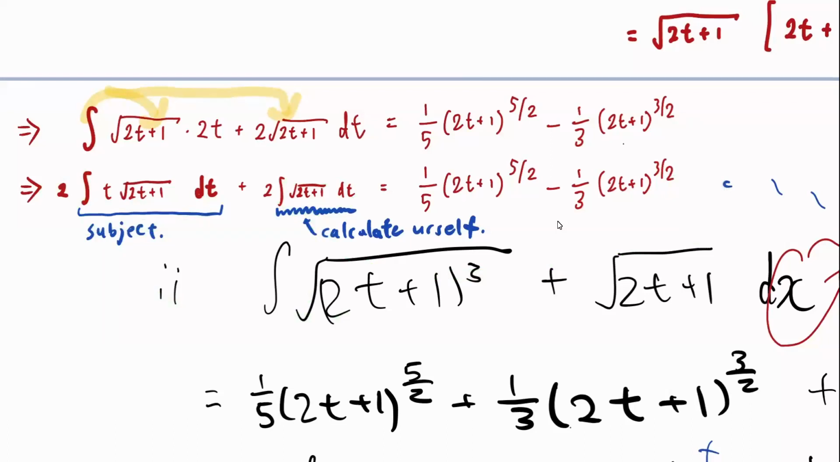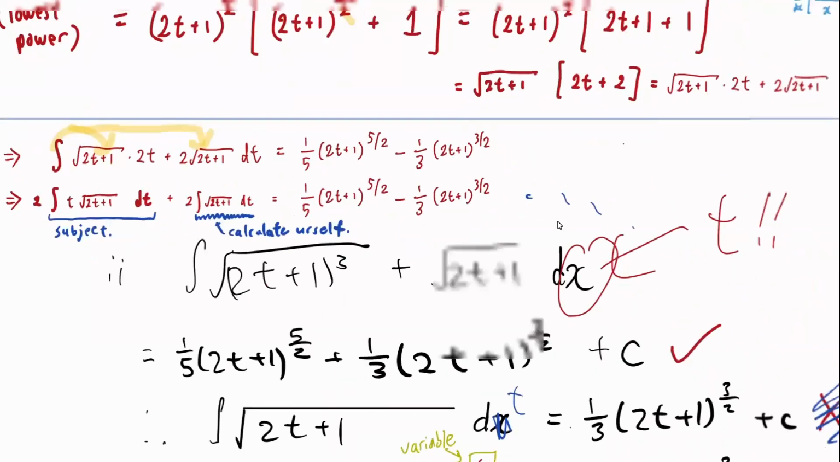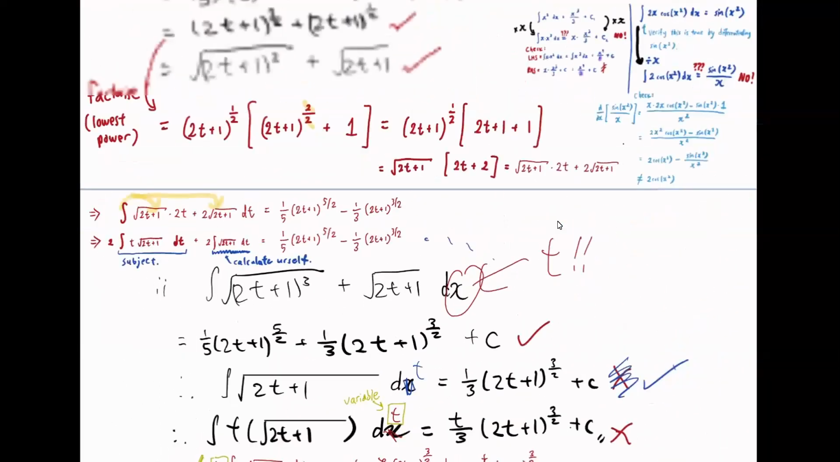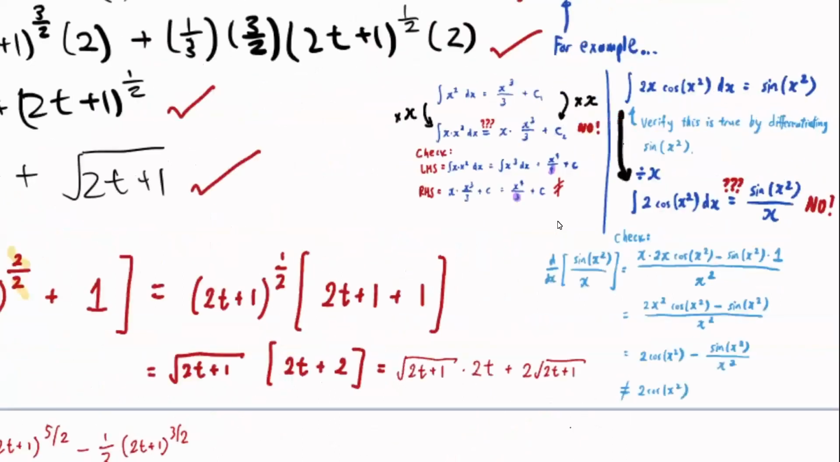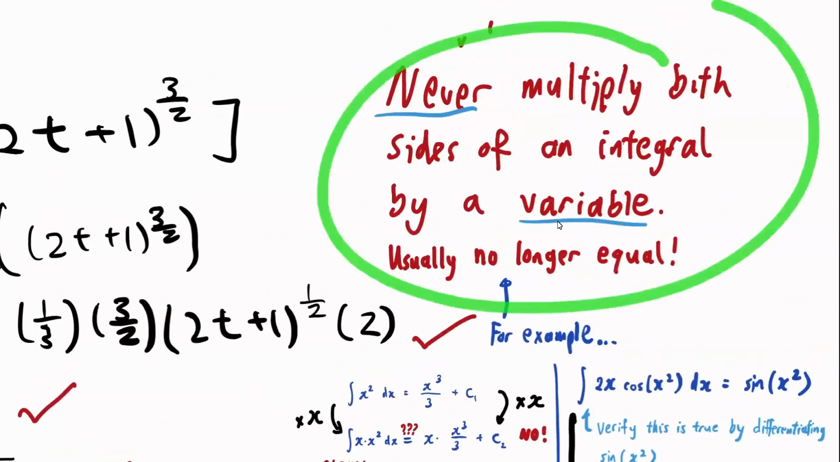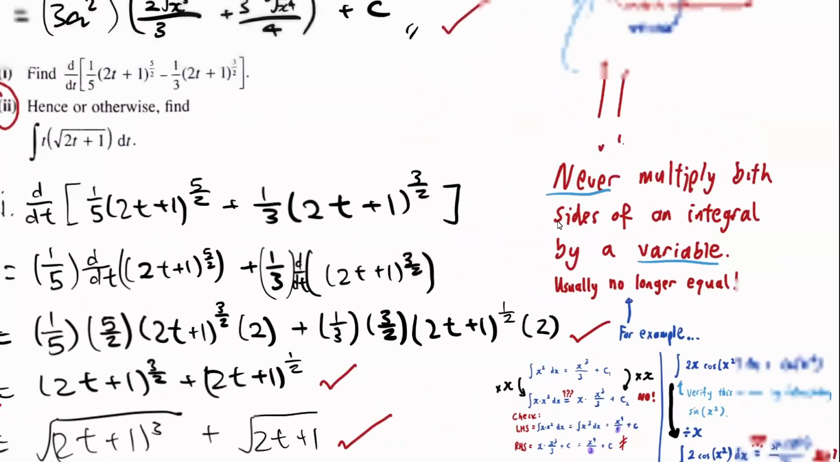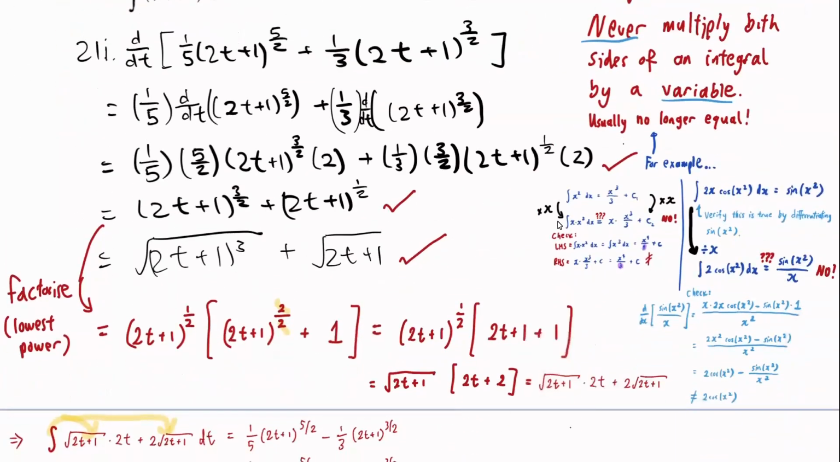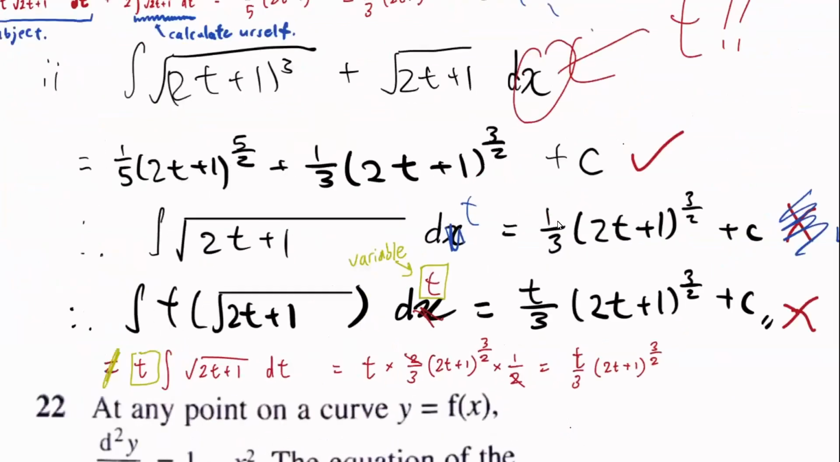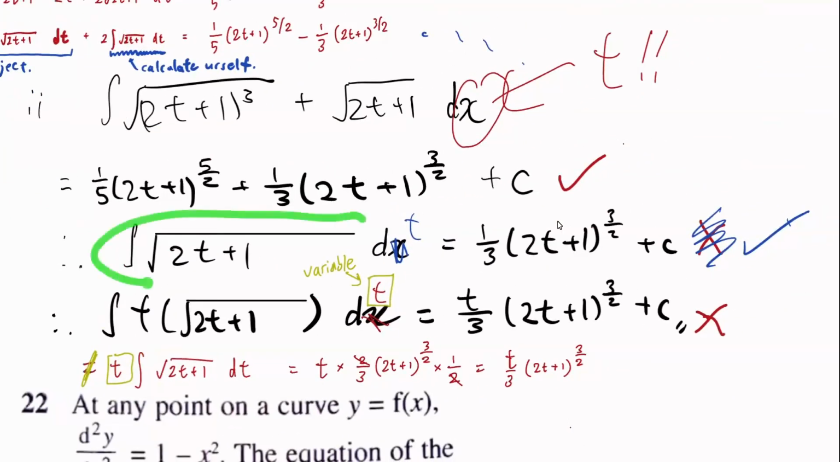Can you? Yeah. Good. One more thing, over here I already mentioned: never multiply both sides of an integral by a variable. Oh, is that what you were doing? Let me think. Maybe what you were doing over here is you integrate the square root, then you realize it's 1/3 of something. Then you go from here to there, you multiply by a t. That's also not okay.